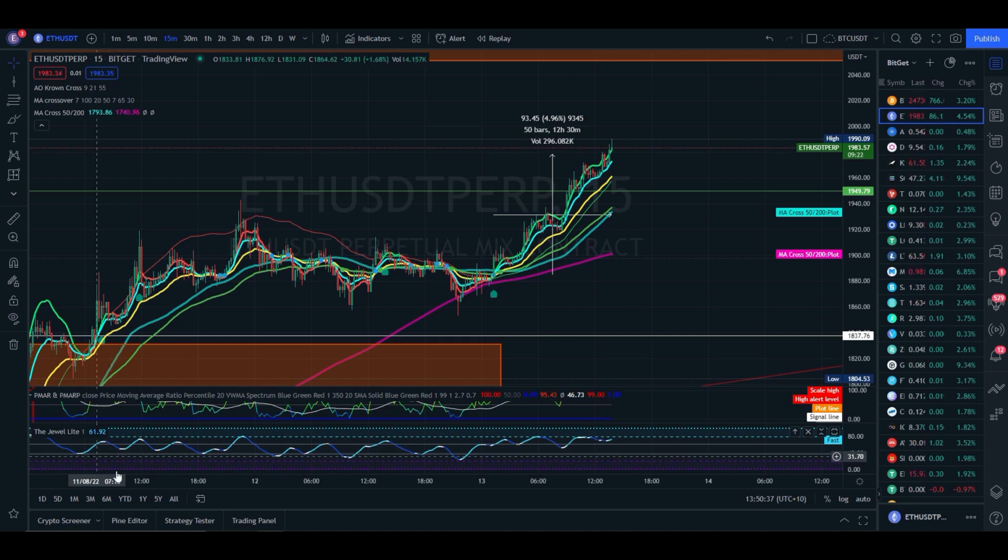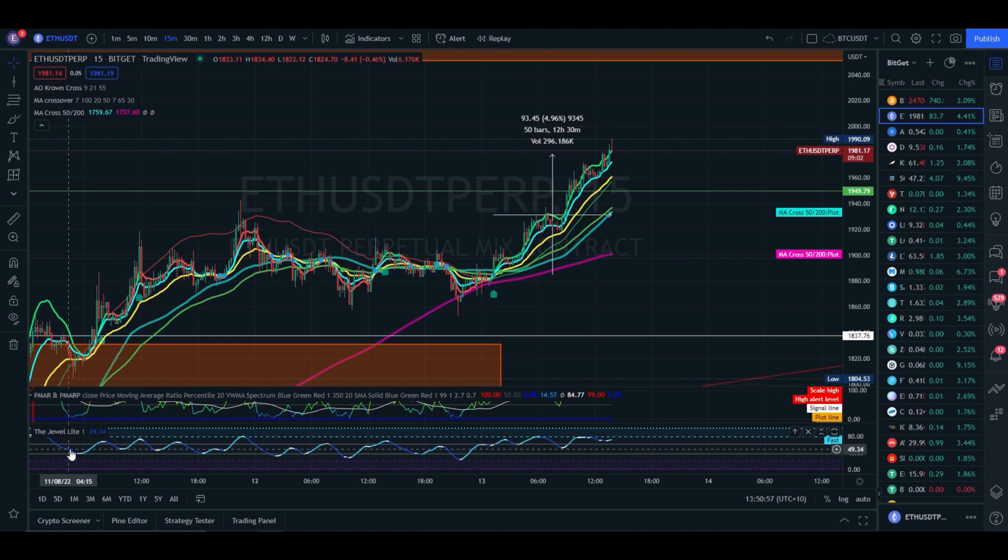And down the bottom here, I use the PMAR, which is the PMARP, which is the price moving average ratio percentile. If you do put that on your charts, you want to change it from ratio to percentile. It makes a massive difference.